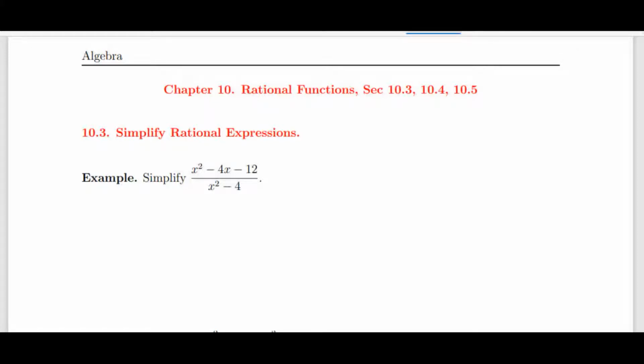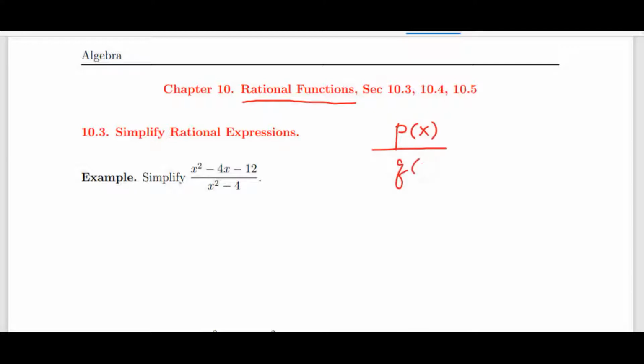Okay, so we said polynomial function is a generalization for integer. And integer over integer is a fraction. So the generalization for fraction is a rational function. A rational function is just like this: a polynomial over a polynomial, right?